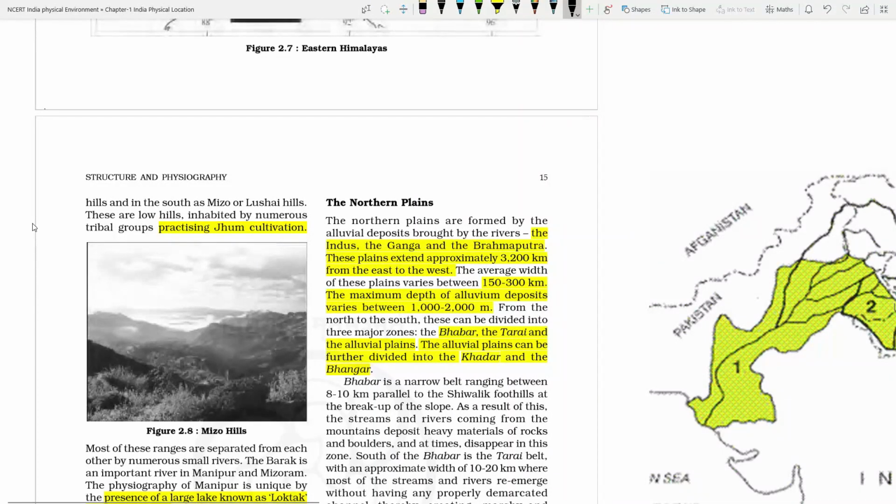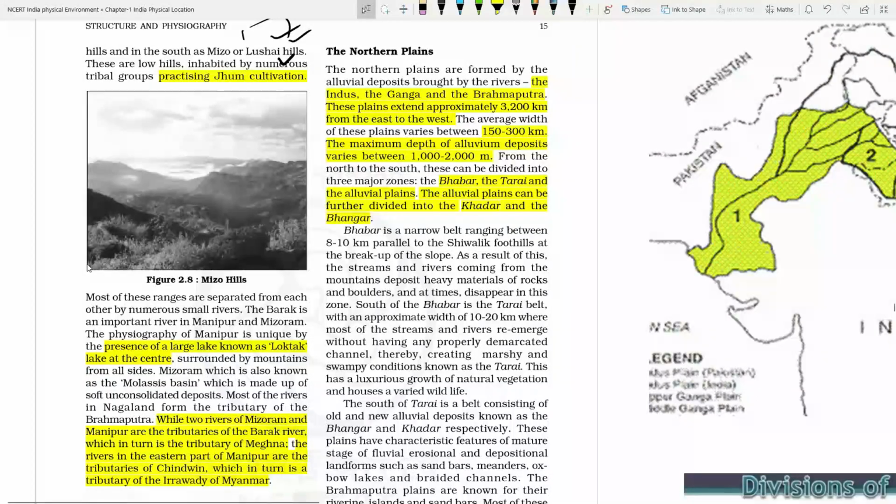Here also, the northeastern tribes are doing cultivation in the same way. Jhum cultivation is also practiced here by the Mizo tribes, and as I have told you, the Mizo and Lushai hills, meaning it is also the name of the hills. Here the Barak river is flowing through the Manipur area and Mizoram area.